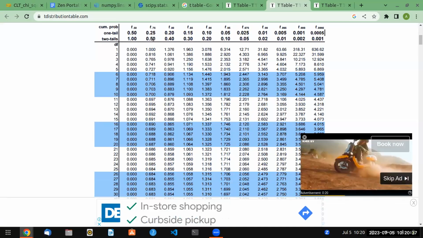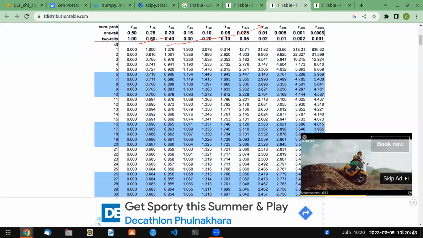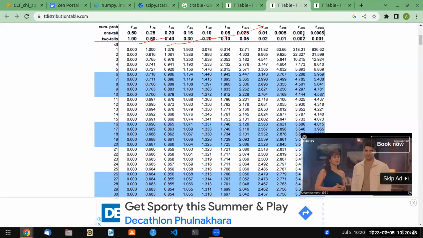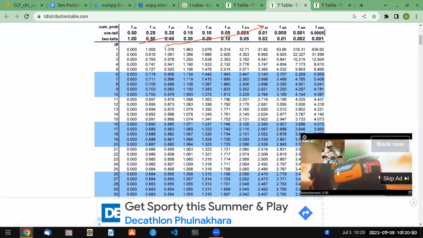Not visible. Can you see the red line? I am not able to see it. Yes sir, we can see, but okay. It was hiding behind that zoom panel.